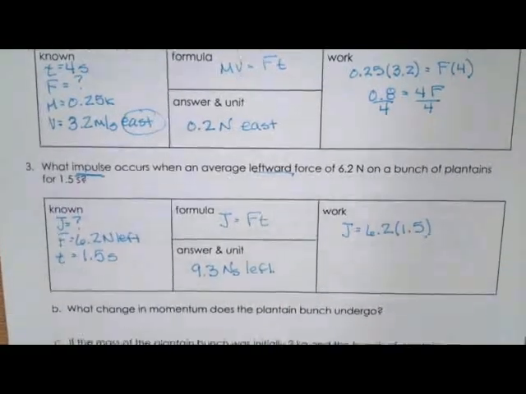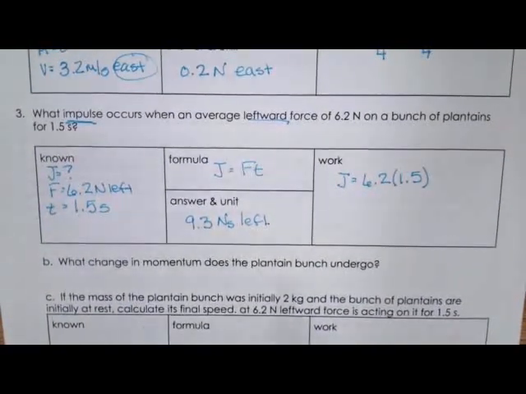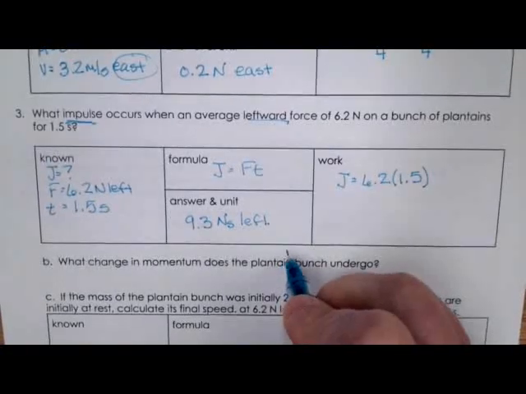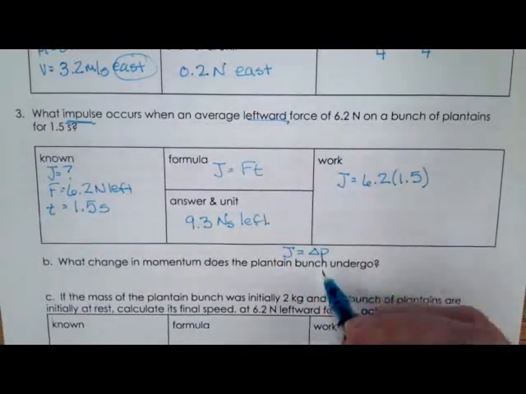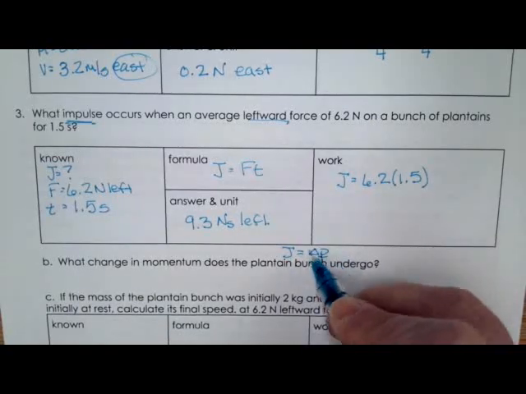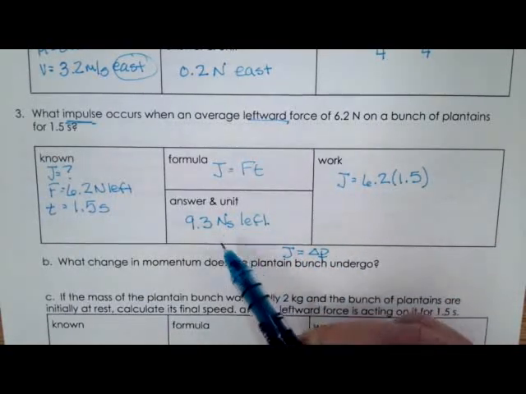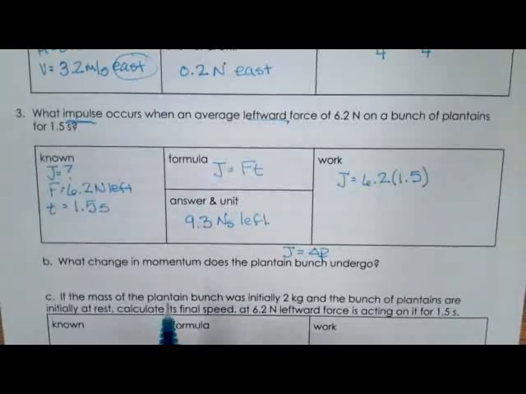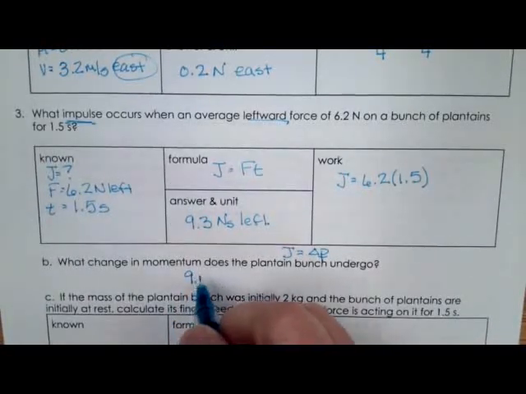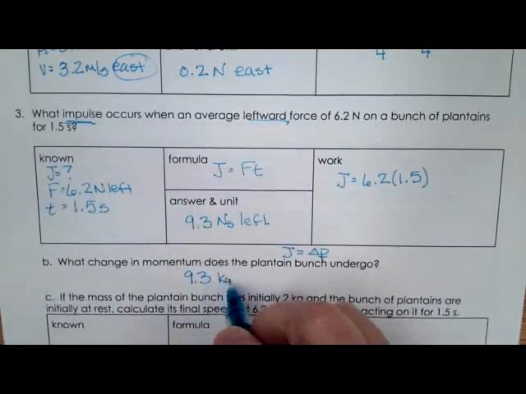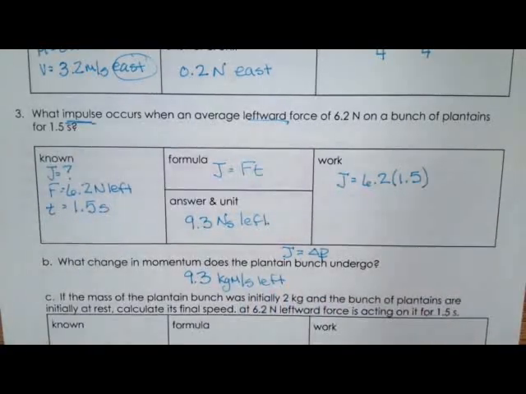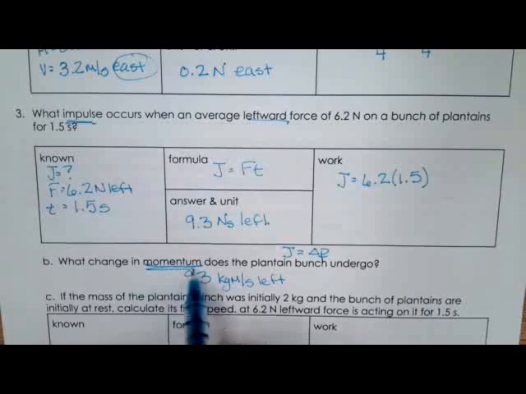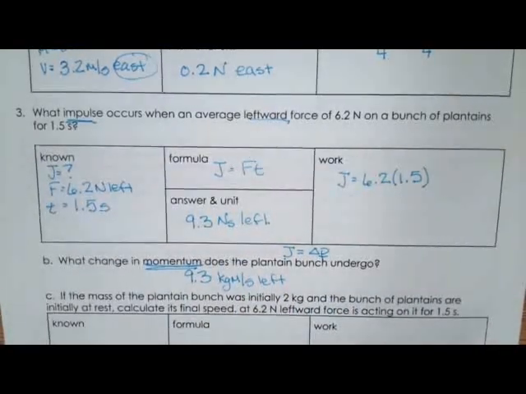The next question says, what is the change in momentum? Well, since it says on the first page, J equals delta P, the change in momentum, and that is the same as the impulse. So whatever the impulse is, that's what the change in momentum is, but we got to use a different unit. So it's kilograms meters per second left, because we're looking for a momentum, not an impulse.